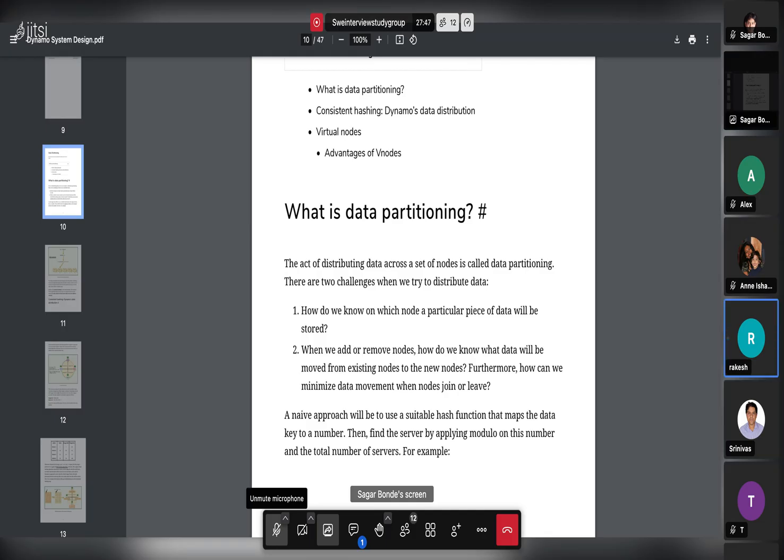So how do we know on which node a particular piece of data will be stored? When we add or remove nodes, how do we know what data will be moved from existing nodes to the new nodes? Furthermore, how can we minimize the data movement when a node joins or leaves?